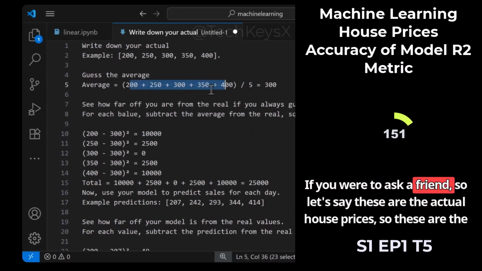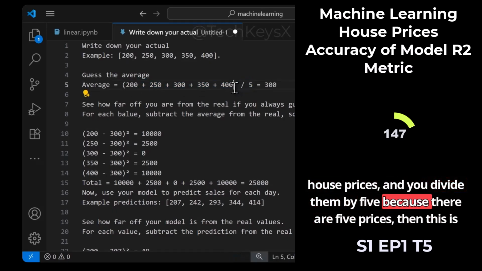If you were to ask a friend, so let's say these are the actual house prices, these are the house prices, and you divide them by 5 because there are 5 prices.